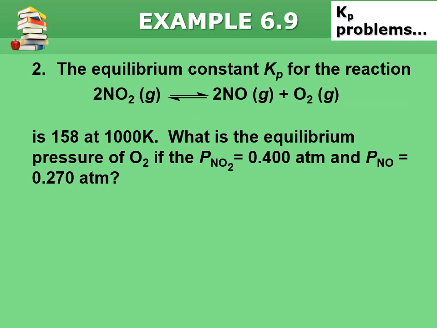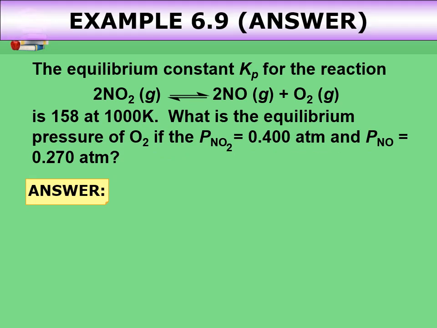Question number 2. The equilibrium constant Kp for the reaction 2NO2 becomes 2NO plus O2 is 158 at 1000 Kelvin. What is the equilibrium pressure of O2 if the pressure of NO2 is 0.4 atm and the pressure of NO is 0.27 atm?